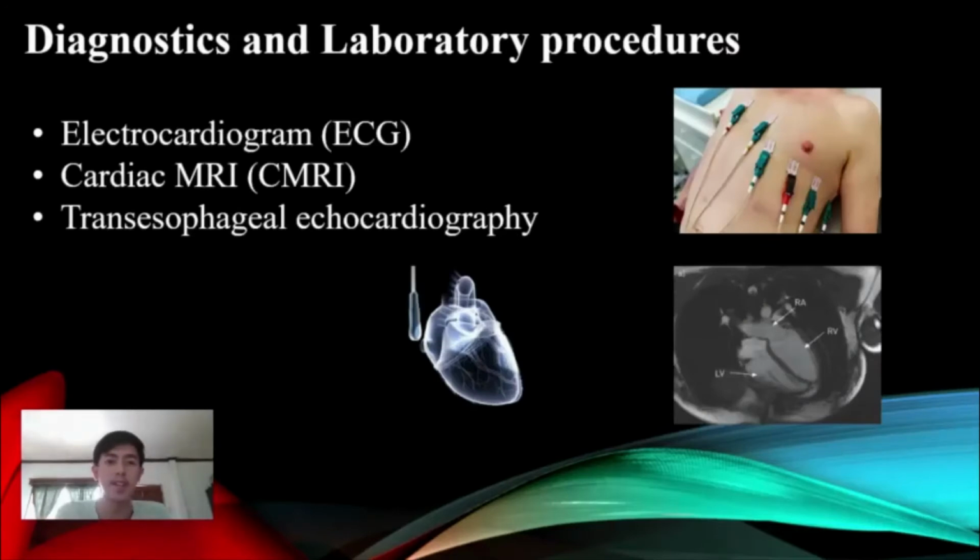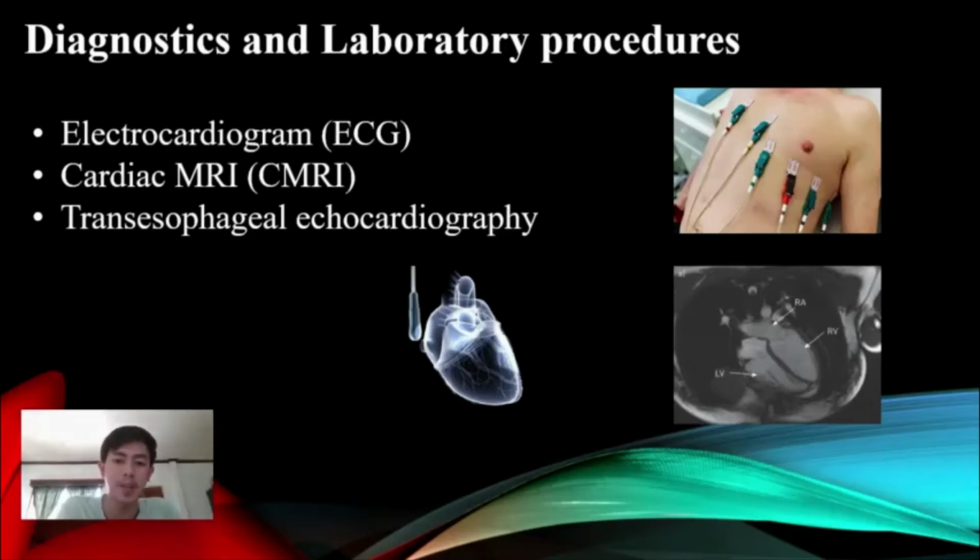The diagnostics and laboratory procedures for ventricular tachycardia include electrocardiogram, cardiac MRI, and transesophageal echocardiography. An ECG is a test which measures the electrical activity of the heart and records a picture of the heart's electrical activity, allowing doctors to spot abnormalities.